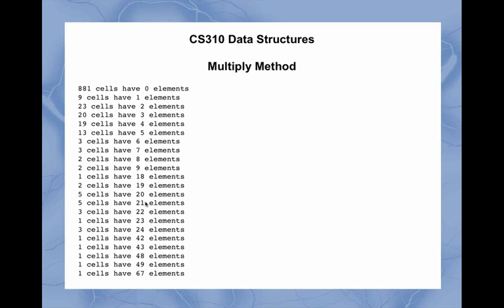The worst case scenario, one cell has 67 elements. Not great, but we do have a distribution of the elements that's decent but not great. The folding method is better.